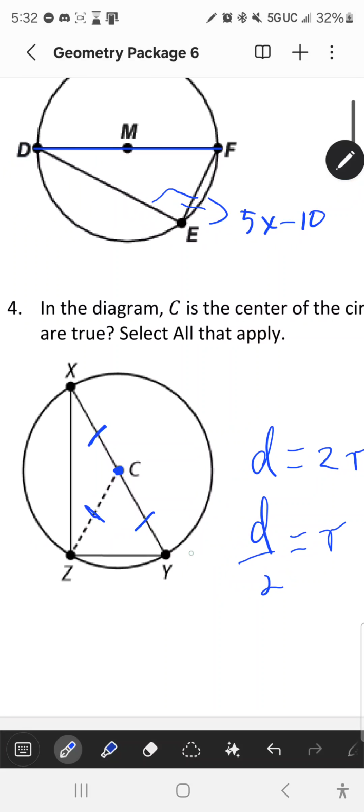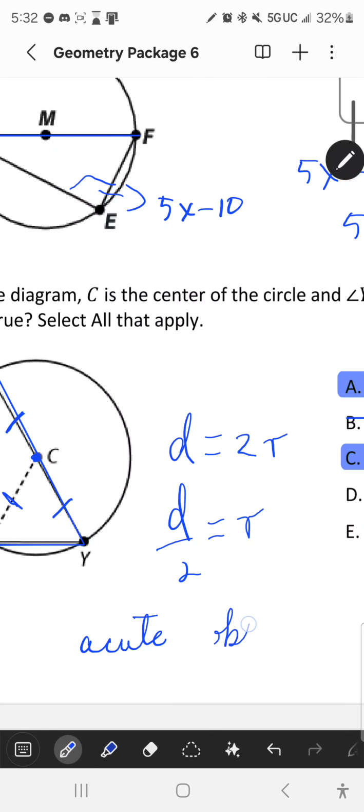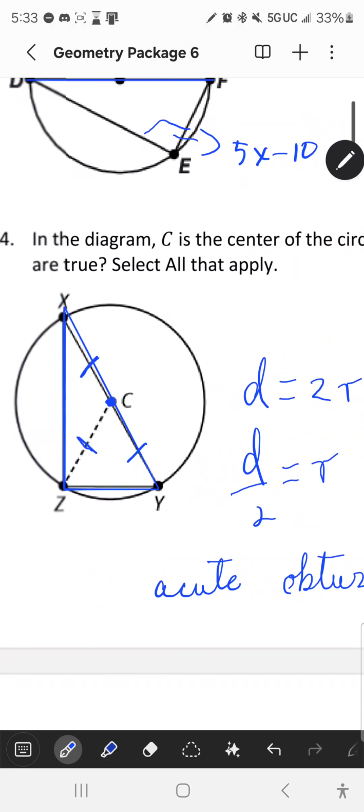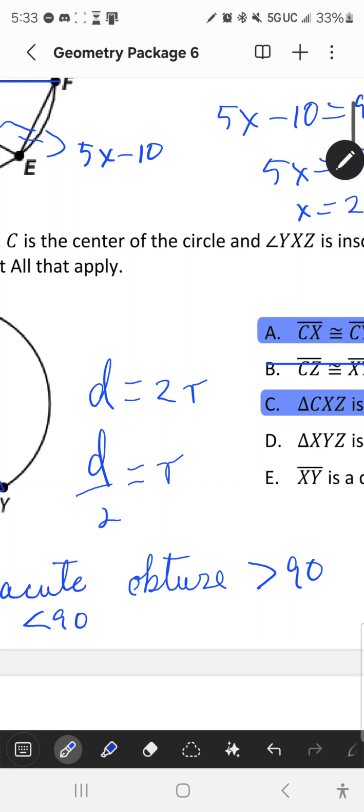Now XYZ. Is XYZ acute? Acute just means that the angle is less than 90 degrees, and obtuse is that the angle is greater than 90 degrees. So no, it is not acute, neither obtuse.